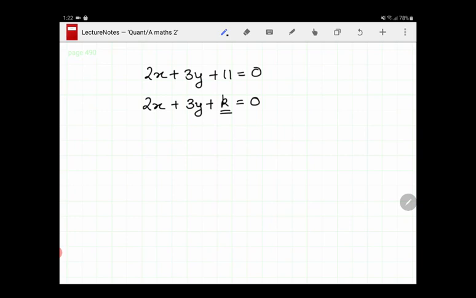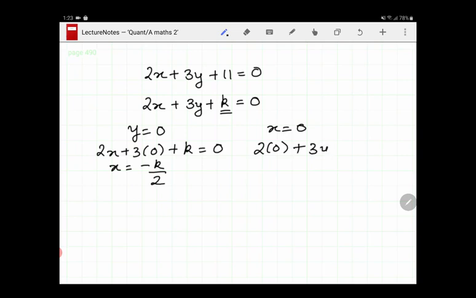Now, it is given that the sum of x and y intercepts is equal to 15. What do you mean by x and y intercept? It means the points where this line intersects the x and y axis. So, at the x-axis, the value of y will be equal to 0. So, we get 2x plus 3 into 0 plus k is equal to 0. Simplifying this, we get x is equal to minus k by 2. Similarly, when x is equal to 0 for the y-intercept, 2 into 0 plus 3 into y plus k is equal to 0. So, we get y is equal to minus k by 3.